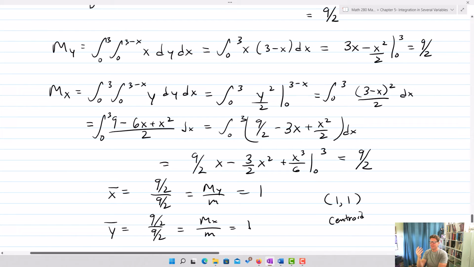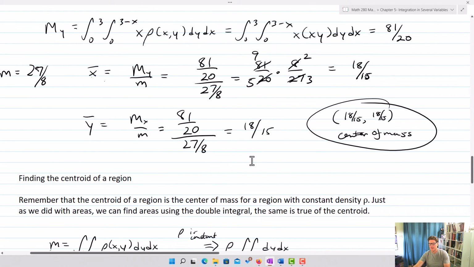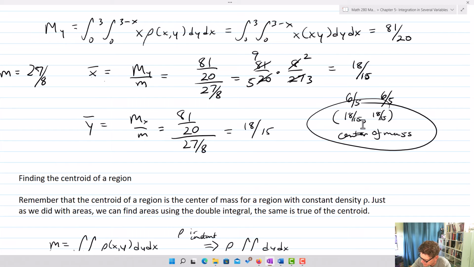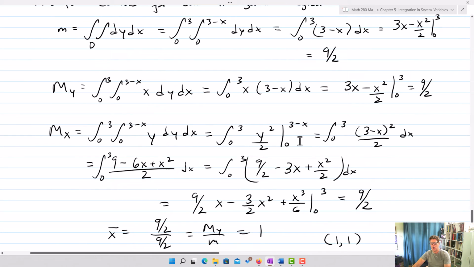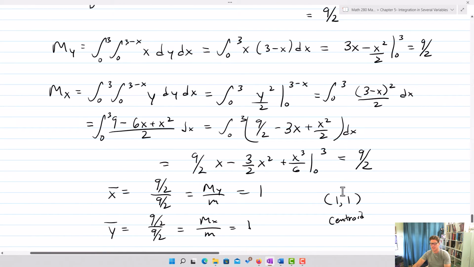And that makes sense given the fact that we're going to get a different center, because our density is evenly distributed versus the one that is dependent upon x and y. The one dependent upon x and y, we saw at center of mass 18 over 15, 18 over 15, which, by the way, we could rewrite as 6 over 5, 6 over 5 if we wanted to. The difference has to do with the fact that the density changes over the area in the first example and does not change over the area in the second.